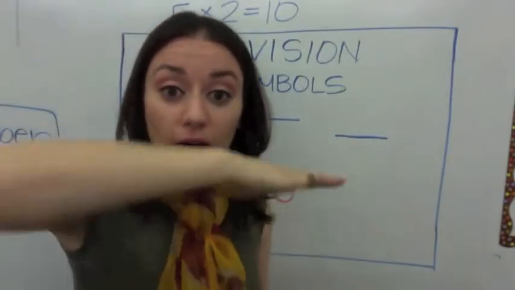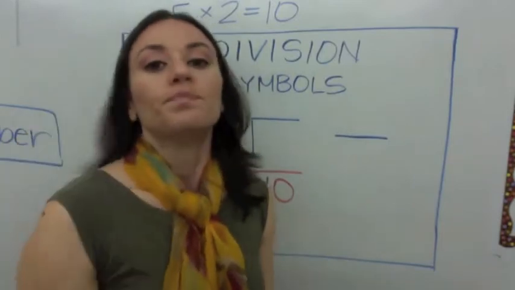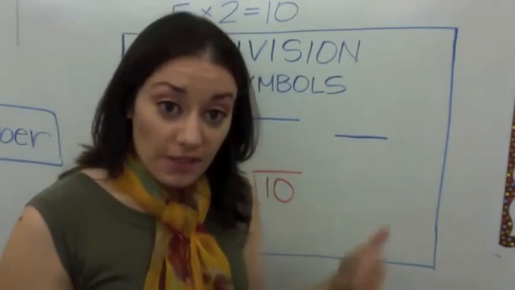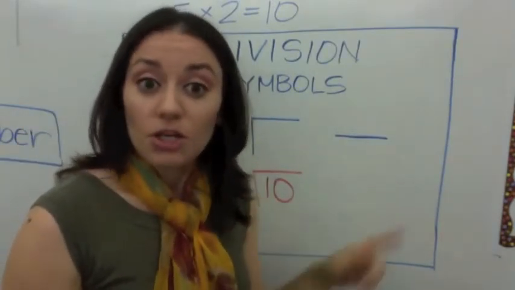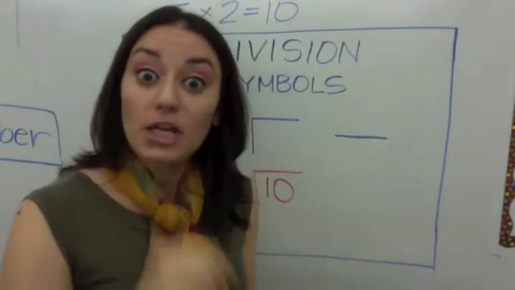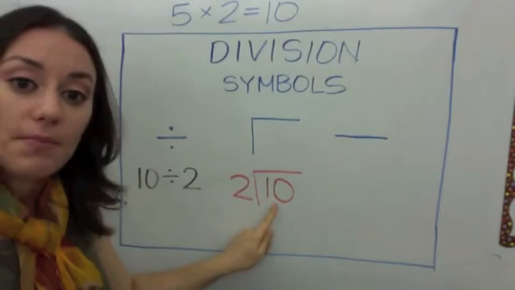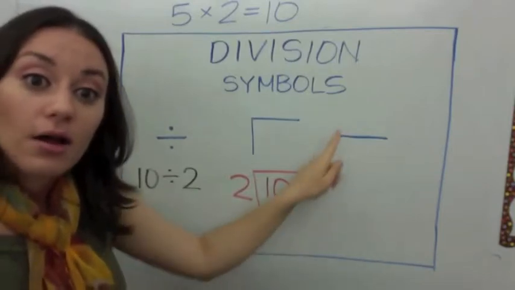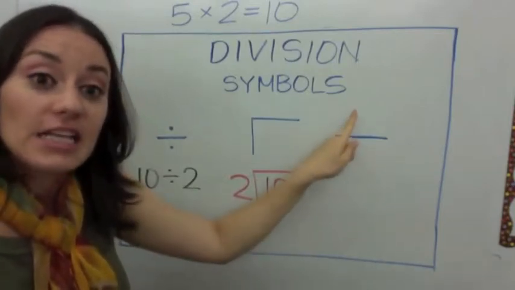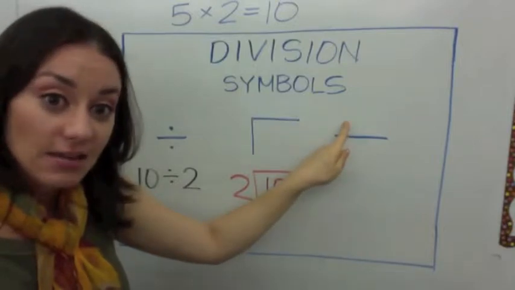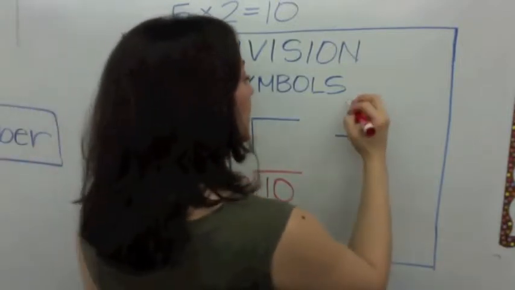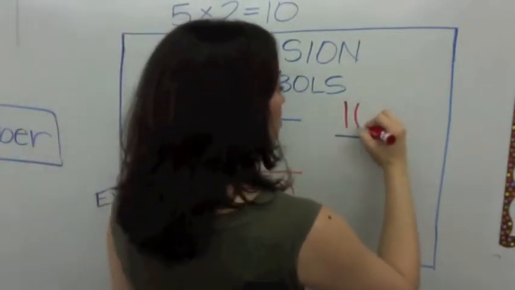What is it called? A fraction bar. So you can also, and this is the way that we'll be mostly doing it, use a fraction bar to divide. So what do you think is going to go on top? The 10 or the 2? The dividend is the 10. Okay, so you're going to put the dividend on the top, which is 10.